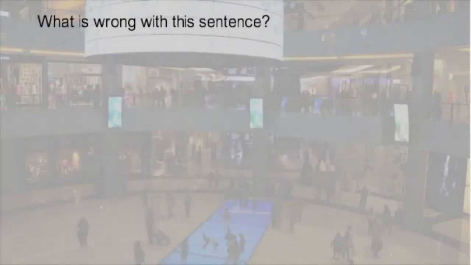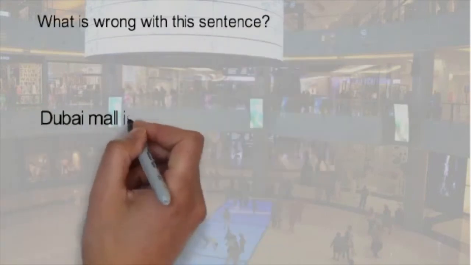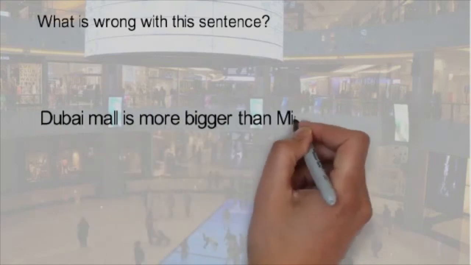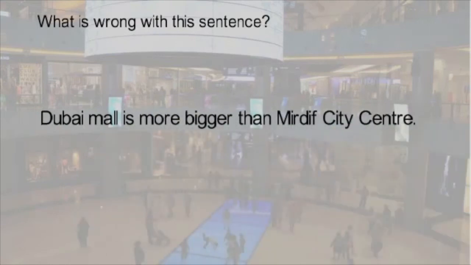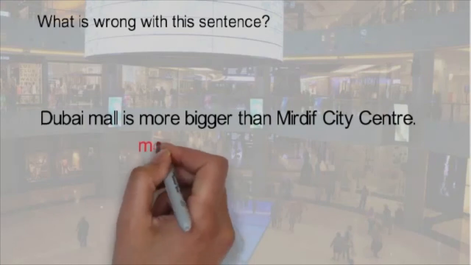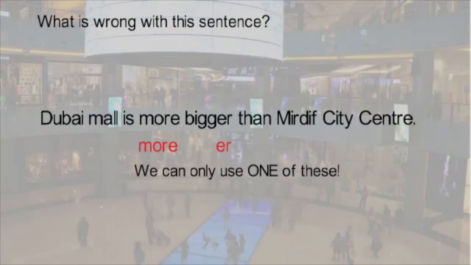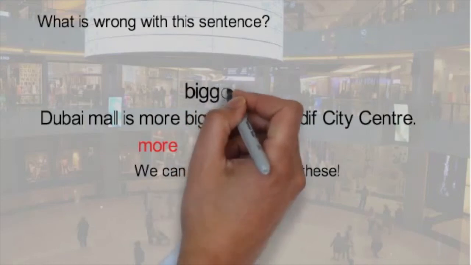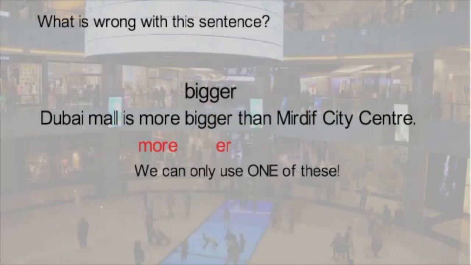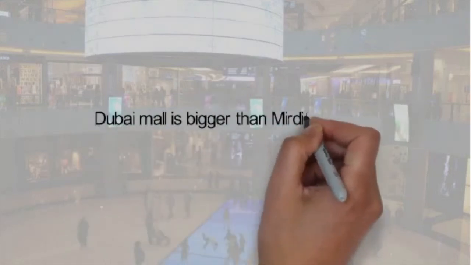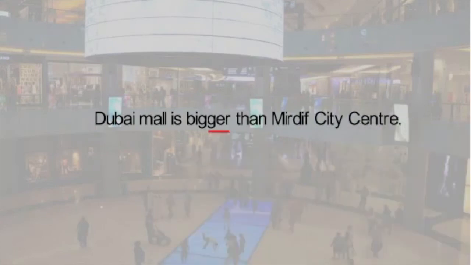Here's the first one. Dubai Mall is more bigger than Mirdif City Centre. What's wrong with this sentence? That's right. We can't say more bigger than. Big is a short word that ends with a vowel and a consonant. So remember the rule? We double the consonant G and add ER. Dubai Mall is bigger than Mirdif City Centre.